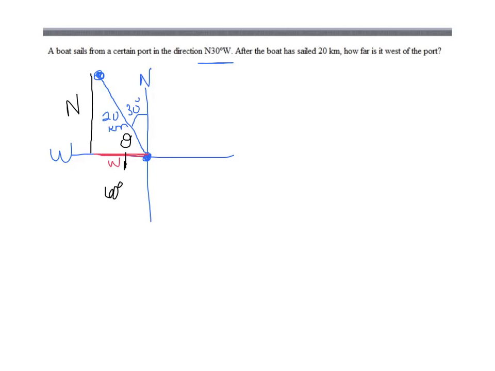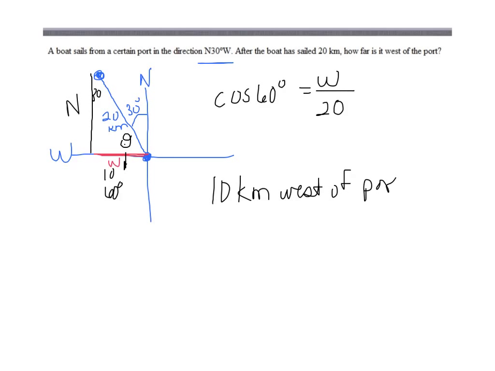And so if I want to find west, I can either use the 30, 60, 90 triangle, or I can use a trig function. And I can say, because I'm looking for adjacent, the cosine of 60 is west over 20 kilometers, and solve it that way. The other way I can solve it is if this is 60, this has got to be 30. This is the hypotenuse. So west would be half of that, and so this will be 10. So using a special right triangle, it would be 10 kilometers west of port.